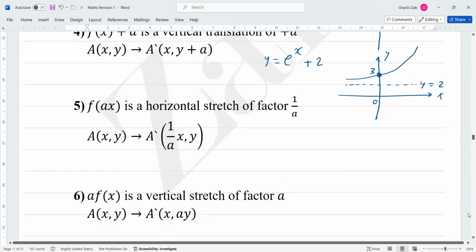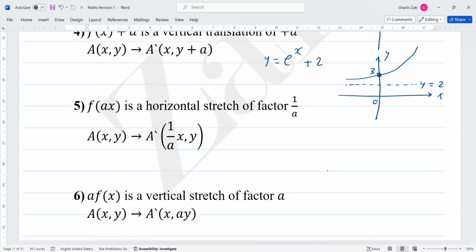Now, f of ax, like this. y equals e power 2x. So it is a horizontal stretch of scale factor half. How can we do this? It is the same as e power x, because when you replace x by 0, e power 0 is 1.